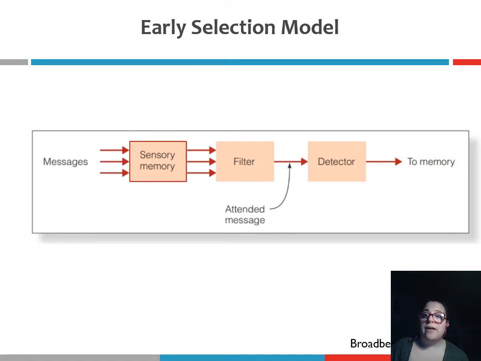So based on these results, Donald Broadbent created a model of attention that was designed to explain how it was possible to focus on one message and ignore everything else, right? So how does this happen? So how is it that we can focus on a single message and not recognize any of the other information in the unattended channel, right? Well, this was the theory that he proposed.